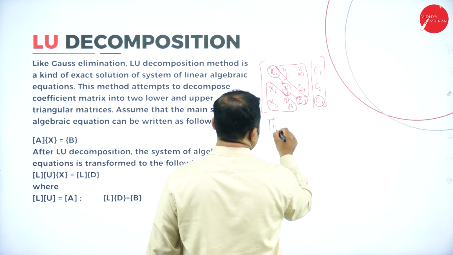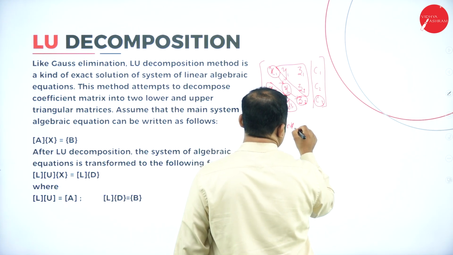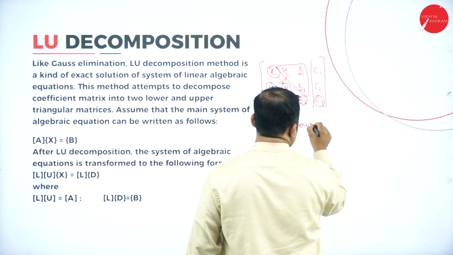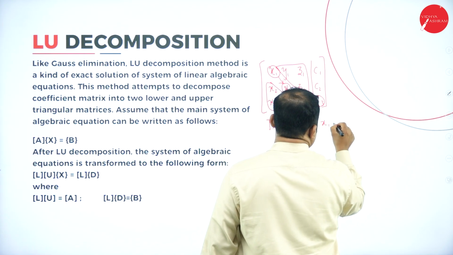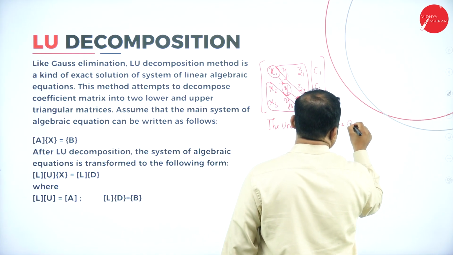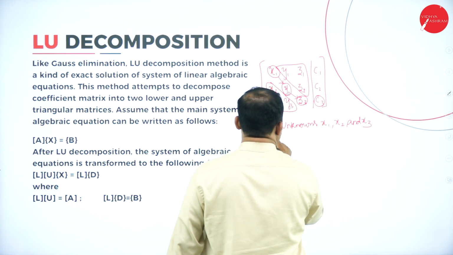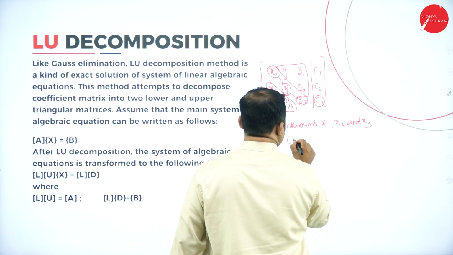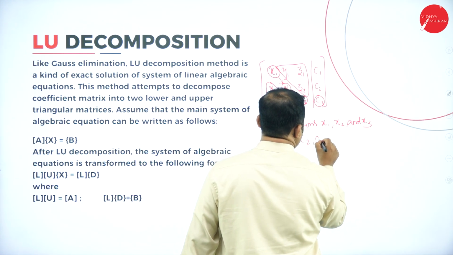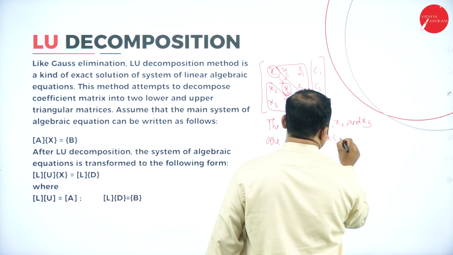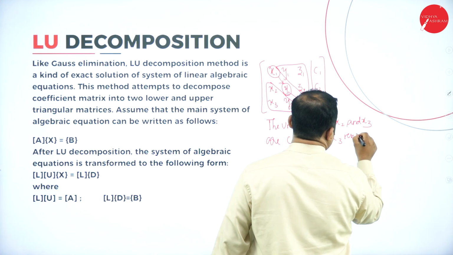The unknowns X1, X2 and X3 are C1, C2 and C3 respectively.